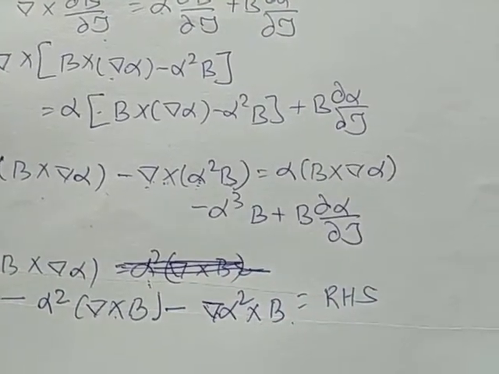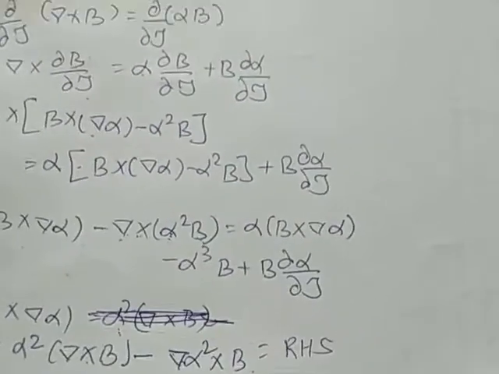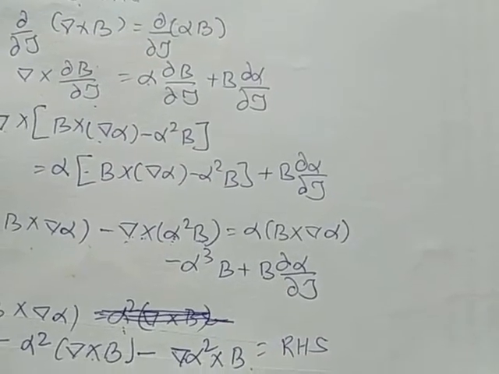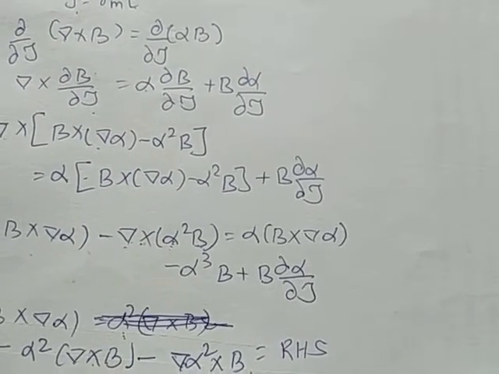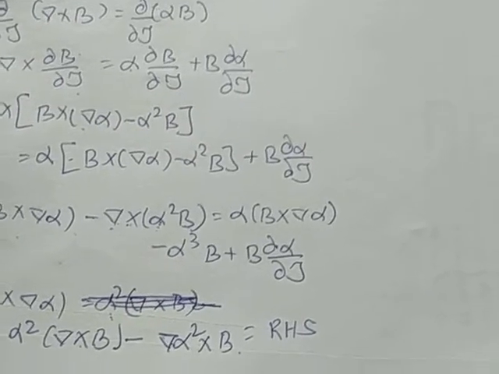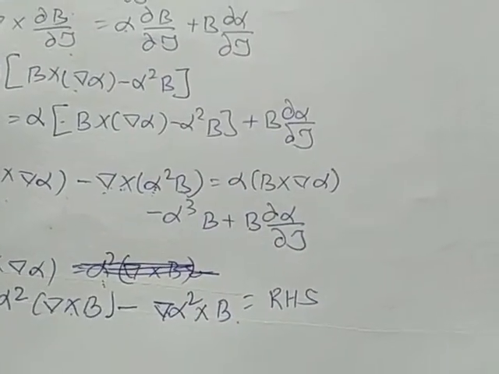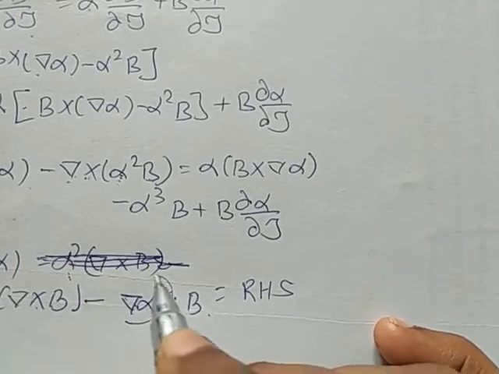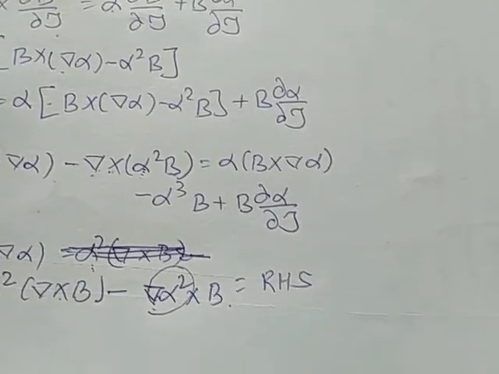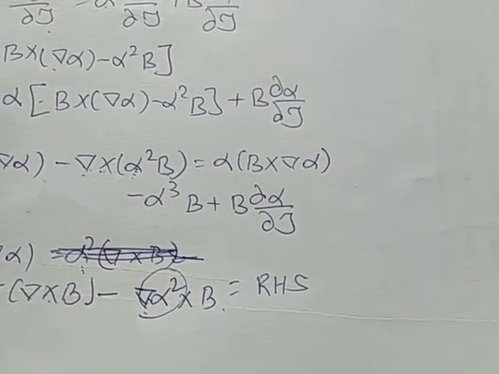Alpha B cross del alpha minus alpha cube B plus B into dou alpha by dou tau. RHS remains as it is. Now we are going to consider del of alpha square. Del of alpha square we can write as 2 alpha into del alpha.